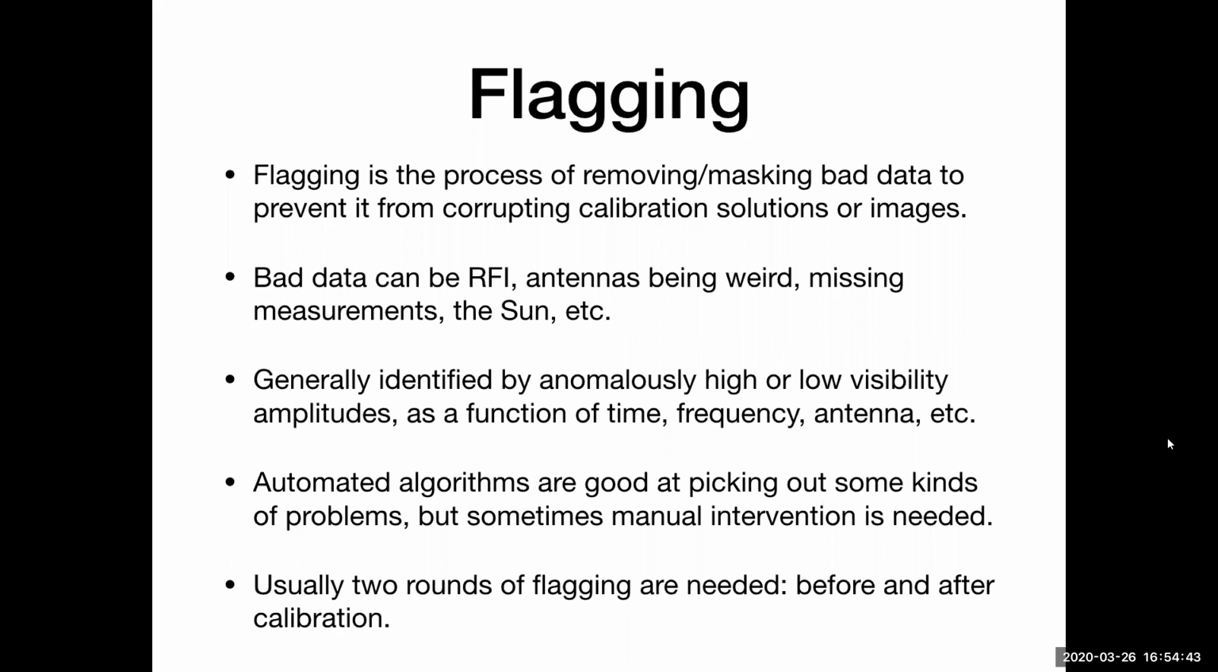But sometimes, particularly traditionally, you needed to go in by hand, figure out what was bad, and manually tell the code to get rid of it. And traditionally, quite often, or even now, you need two rounds of flagging. You do one round before any calibration to identify all the problems that are immediately visible. But sometimes you'll have data that looks okay, and then after you calibrate it, suddenly you can tell, no, these aren't good numbers. Something is off about it. So typically you'll run the automatic flagging twice to try and capture these problems.